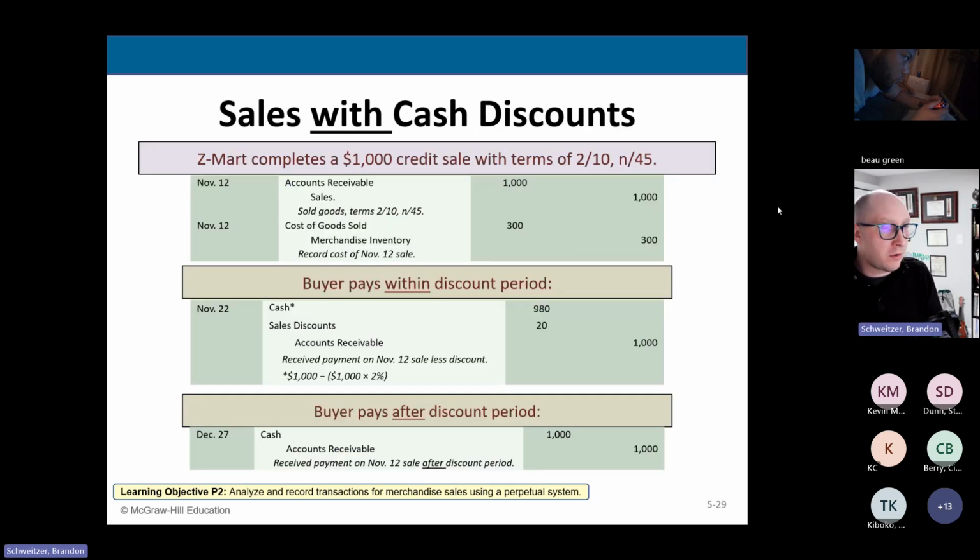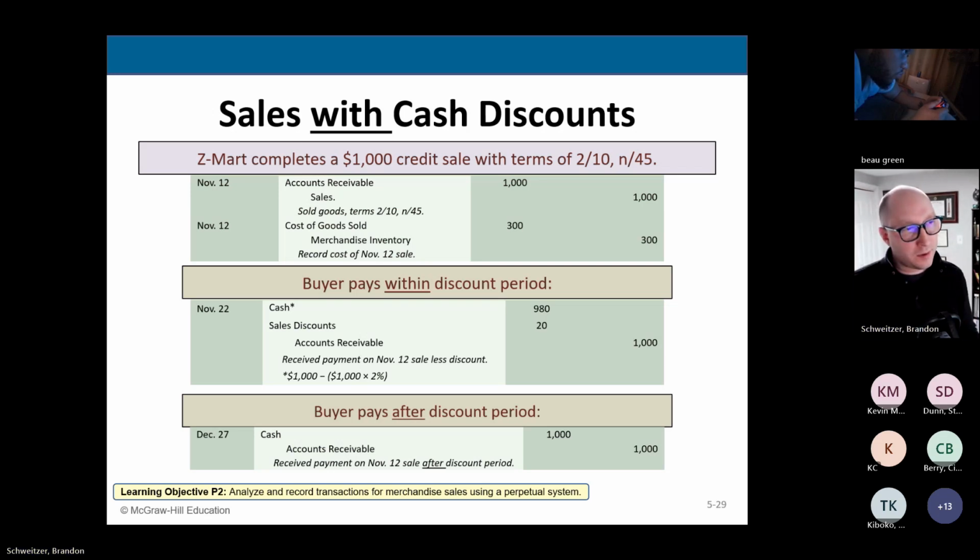So let's look at a sale with a cash discount to our customer. We sold $1,000 worth of inventory to our customer on November 12th. And we said, hey, customer, if you pay us within the first 10 days, we'll give you a 2% discount. Otherwise, the entire amount is due within 45 days. So that's 2/10 net 45 are the credit terms. So on November 12th, we recognized the sale, debit account receivable, credit sales, and we also debit cost of goods sold, credit merchandise inventory. That was the sale that we made.